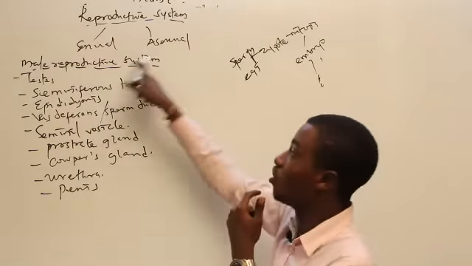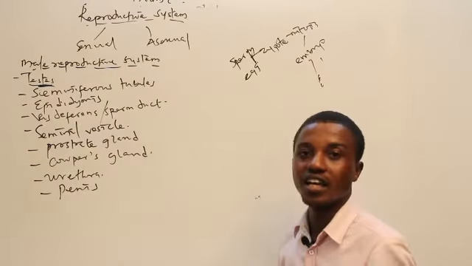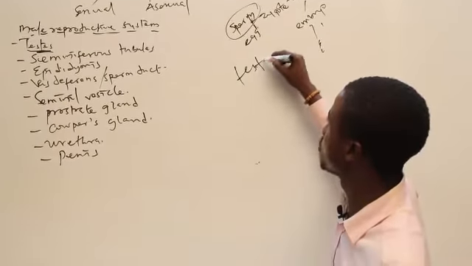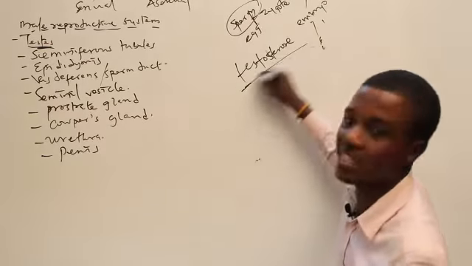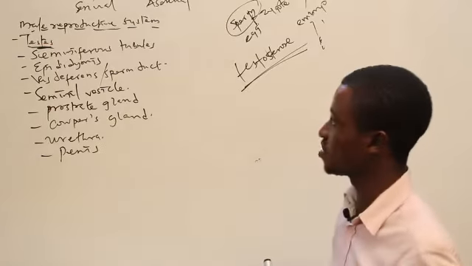And so, the male reproductive system, we have the testes. What is the function of the testes? The testes produce sperm as well as testosterone. Testosterone is the male hormone.